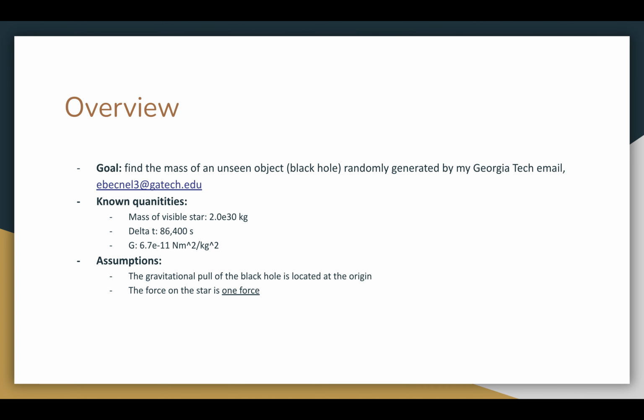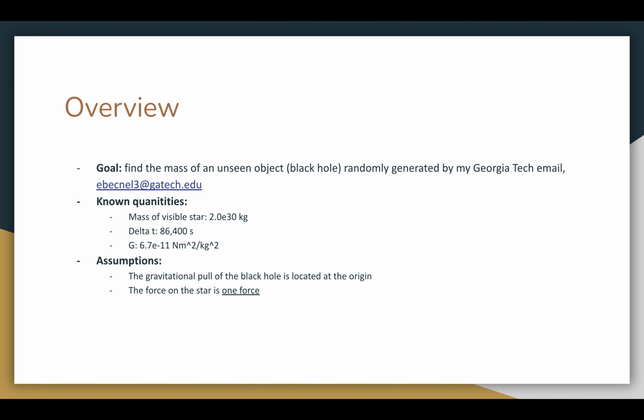For this lab, we utilized the knowledge of known quantities to find the unknown mass of the black hole. The star has a mass of 2 times 10 to the 30 kilograms. Our delta T in our lab code is equivalent to 1 Earth day, 86,400 seconds, and our gravitational constant is 6.7 times 10 to the negative 11 Newton meters squared per kilogram squared.